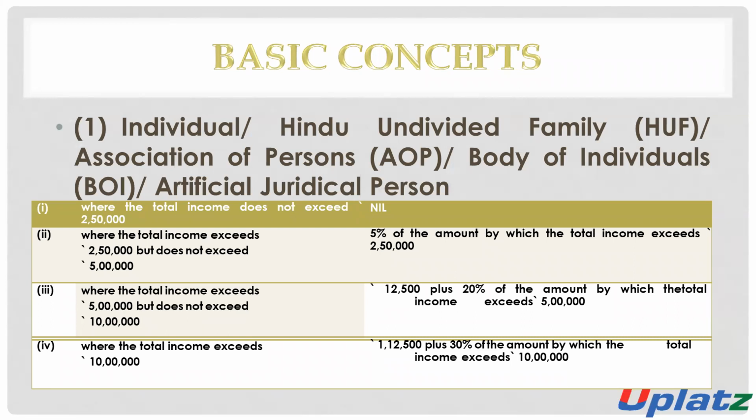Number two, where the total income of the assessee is more than 2,50,000 but up to 5 lakh rupees, then 5% of the income by which the income exceeds 2,50,000, that is, the income in excess of 2,50,000. The excess from 2,50,000 will be taxable at the rate of 5%.